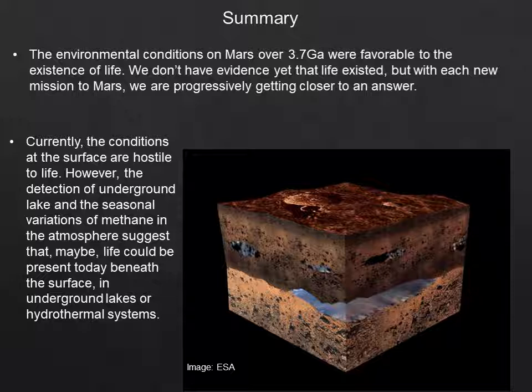To summarize, the environmental conditions on Mars over 3.7 billion years ago were favorable to the existence of life. We don't have evidence yet that life existed, but with each new mission to Mars, we are progressively getting closer to having an answer. Currently, the conditions at the surface of Mars are hostile to life. However, the detection of underground lakes and the seasonal variation of methane in the atmosphere suggest that possibly life could be present today beneath the surface, maybe in underground lakes or in hydrothermal systems.